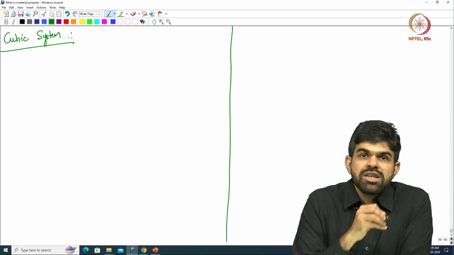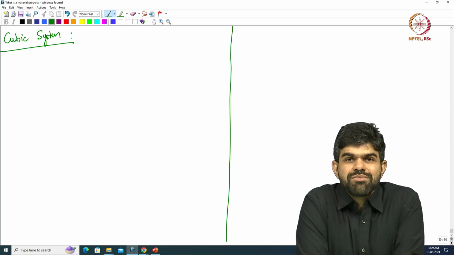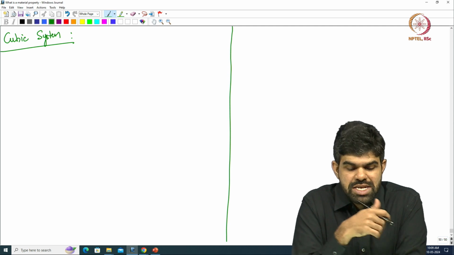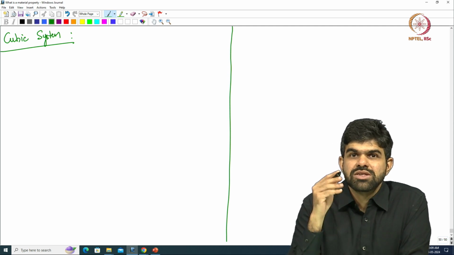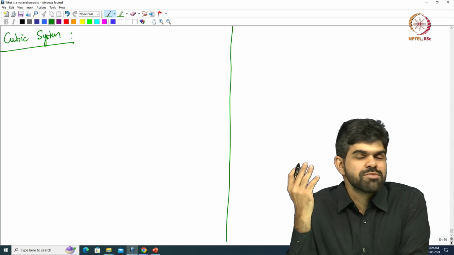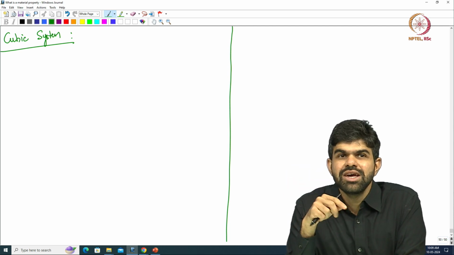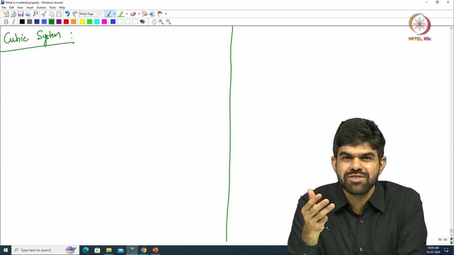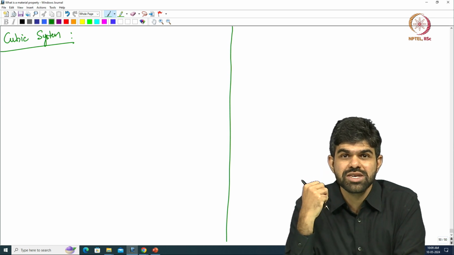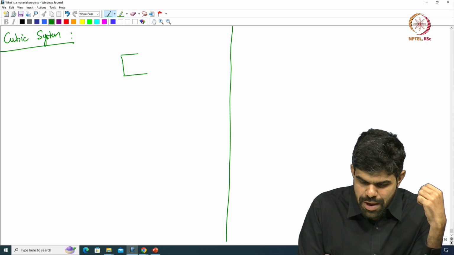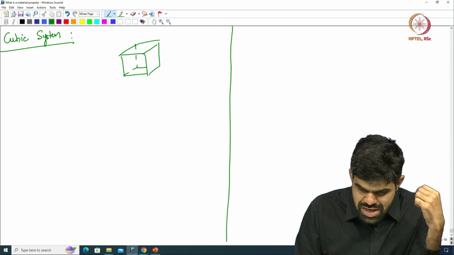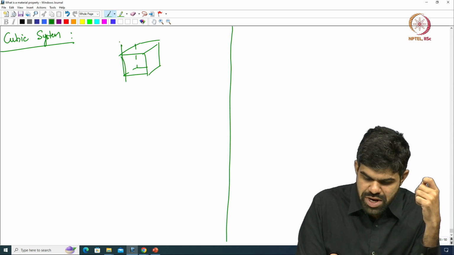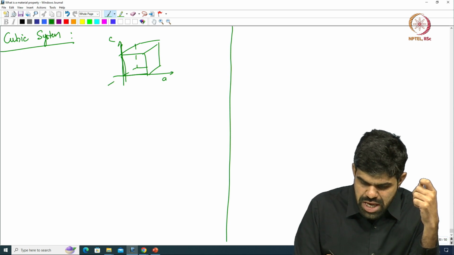Now, fundamentally, what are the symmetry elements required for me to call a system a cubic system? The unit cell of the cubic system, you may remember from other courses, is just a cube, and a cube seems to have a fourfold axis of symmetry, and not one but three fourfold axes of symmetry. If I draw a cube like this, this will be one fourfold axis of symmetry. This is the C axis, this is the A axis, this is the B axis.